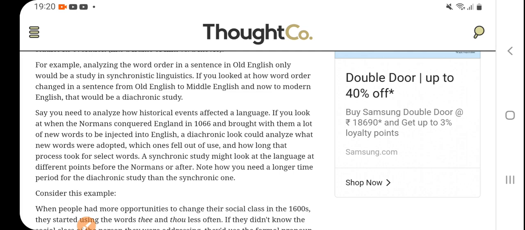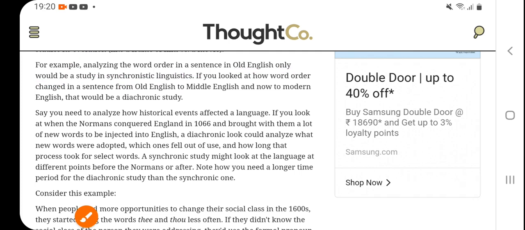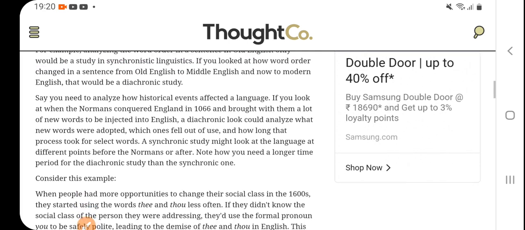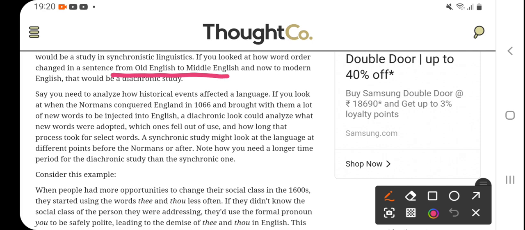For example, analyzing the word order in a sentence in Old English only would be the study of synchronic linguistics. Important. So suppose you have taken a sentence from Old English and you are analyzing word order in that Old English. That is called synchronic linguistics. Now, if you looked at how word order changed in a sentence from Old to Middle English and now to Modern English, that would be the diachronic study.